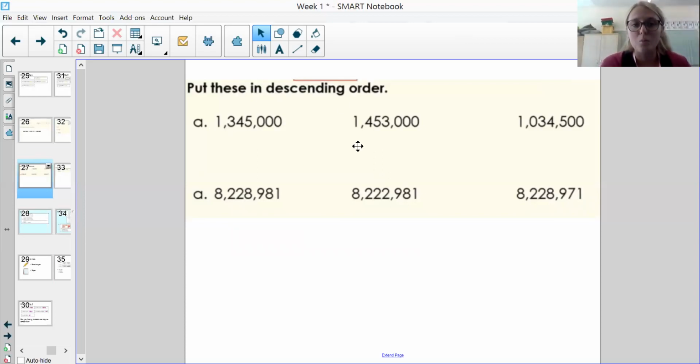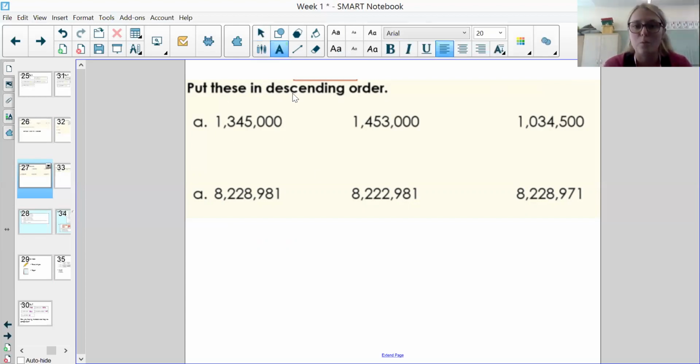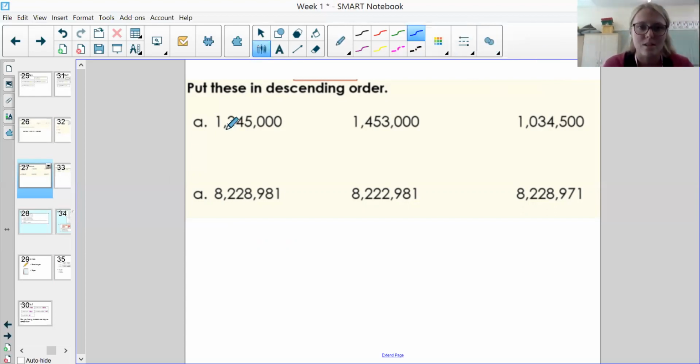So this first one, we've got 1,345,000, 1,453,000, and 1,034,500. Okay, as you probably can tell already, they've all got 1 million in the millions place value column. So we can't compare those. So we need to look at the 100,000s. So let's look at our 100,000. We've got 300,000 here, 400,000 here, and no 100,000s here.